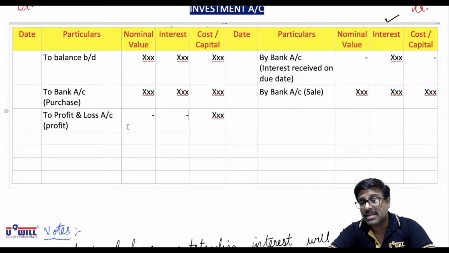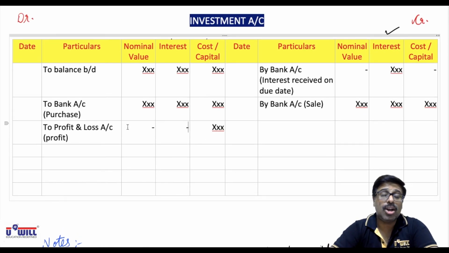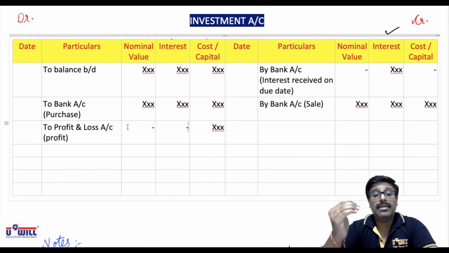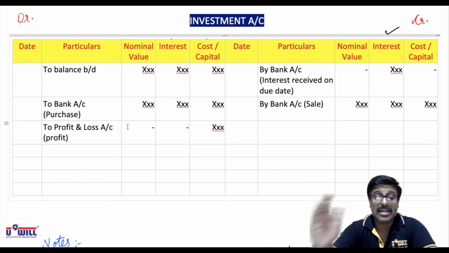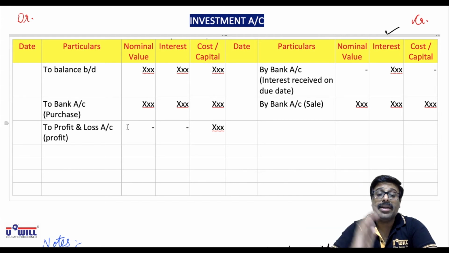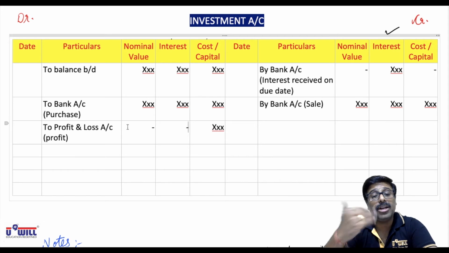And vice versa. If you sell the investments at loss, then investment account will have debit balance. To close it, we will reverse and credit. We will credit investment account and we will debit profit and loss account. So entry will become profit and loss account debit to investment account.